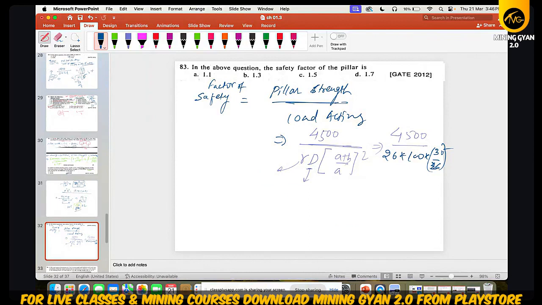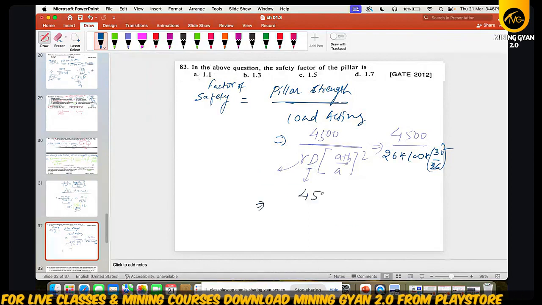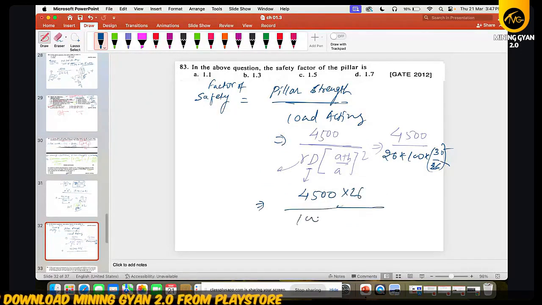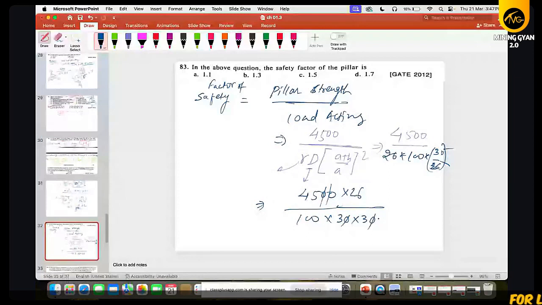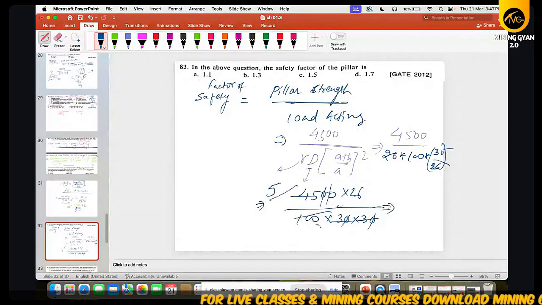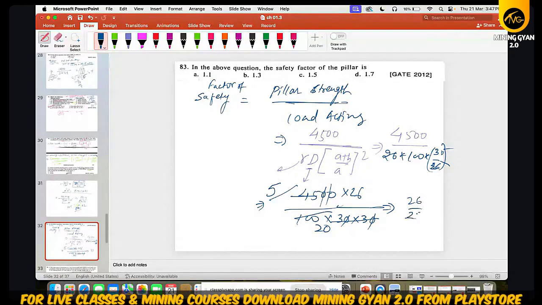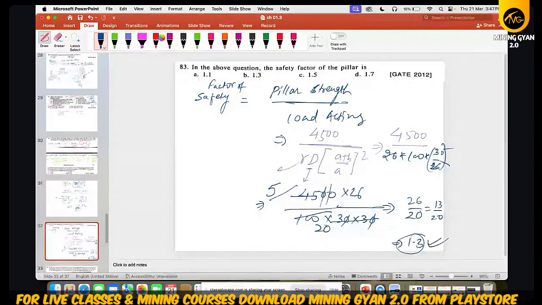When you solve, 4500, with the square, 26 will come up, and in the 100 it is 30. Okay, cancel this 9: 3 times 3 is 9, divided by 5, and 5 fours are 20. 26 by 20 is 13 by 10, so your answer will be 1.3. Okay, the factor of safety is 1.3. Come to the next question.